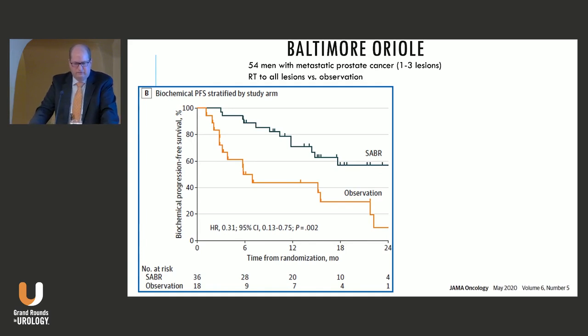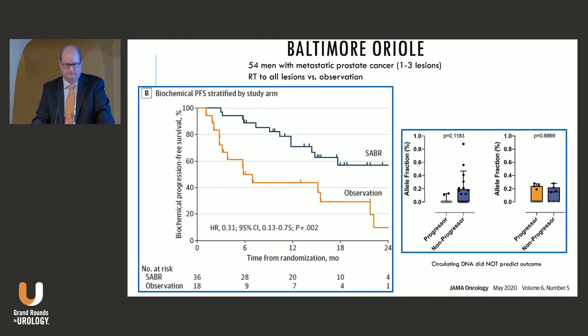Another trial was done from Johns Hopkins, the Baltimore ORIOLE trial. This was 54 men with metastatic prostate cancer, again, 1 to 3 lesions. Most of these patients actually did have PSMA PET. Radiation therapy to all lesions versus observation. These graphs look quite good in terms of separation of improvement until you realize that that's graphed only to 24 months. So it's not a particularly long follow-up.